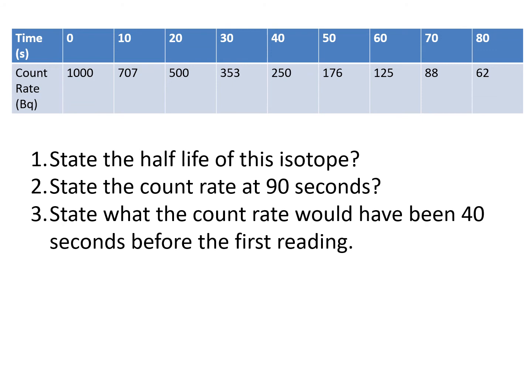So what's the opposite of halving something? Timesing it by 2. So we'll take 1000 and we'll times it by 2 to get 2000, and then we'll times it by 2 a second time because we have 2 half-lives, and we end up with the answer of 4000. So the initial count rate 40 seconds before this experiment began would have been 4000 becquerels.